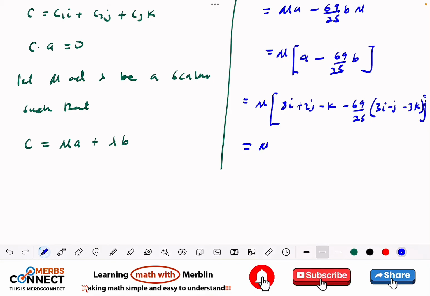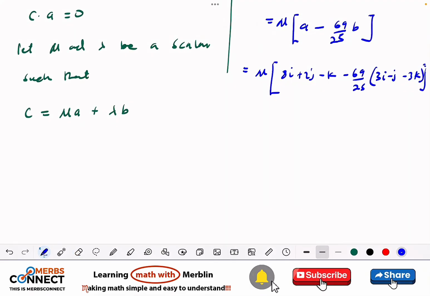Now, this is equal to, let's simplify. This is equal to mu times 8i plus 2j minus k. Let's multiply through by minus 69 over 25 through this. So we are going to have minus 207 divided by 25 i plus 69 over 25 j plus 207 divided by 25 k.